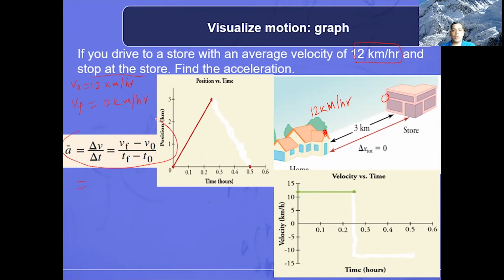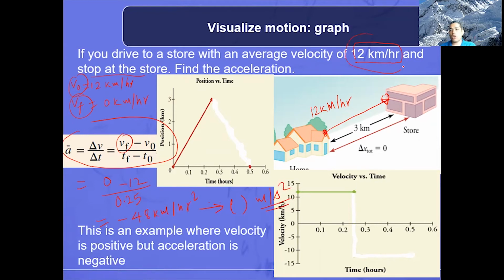Acceleration is given by this formula, vf minus v0 over tf minus t0. That's the acceleration. So what is the vf here? vf is 0, right? What is my v0? v0 is 12, so minus 12. What is my tf? When it reaches here, it takes 15 minutes, right? So 15 minutes meaning 0.25 hour, right? I'm trying to do this in hours, okay? So what do you get? If you divide that, you get negative 48 kilometer per hour squared. Okay, if you want, you can change this to meter per second square too. Now, this is an example where your velocity is positive, right? This is 12 kilometer per hour, but still your acceleration can be negative. That's the thing, okay?